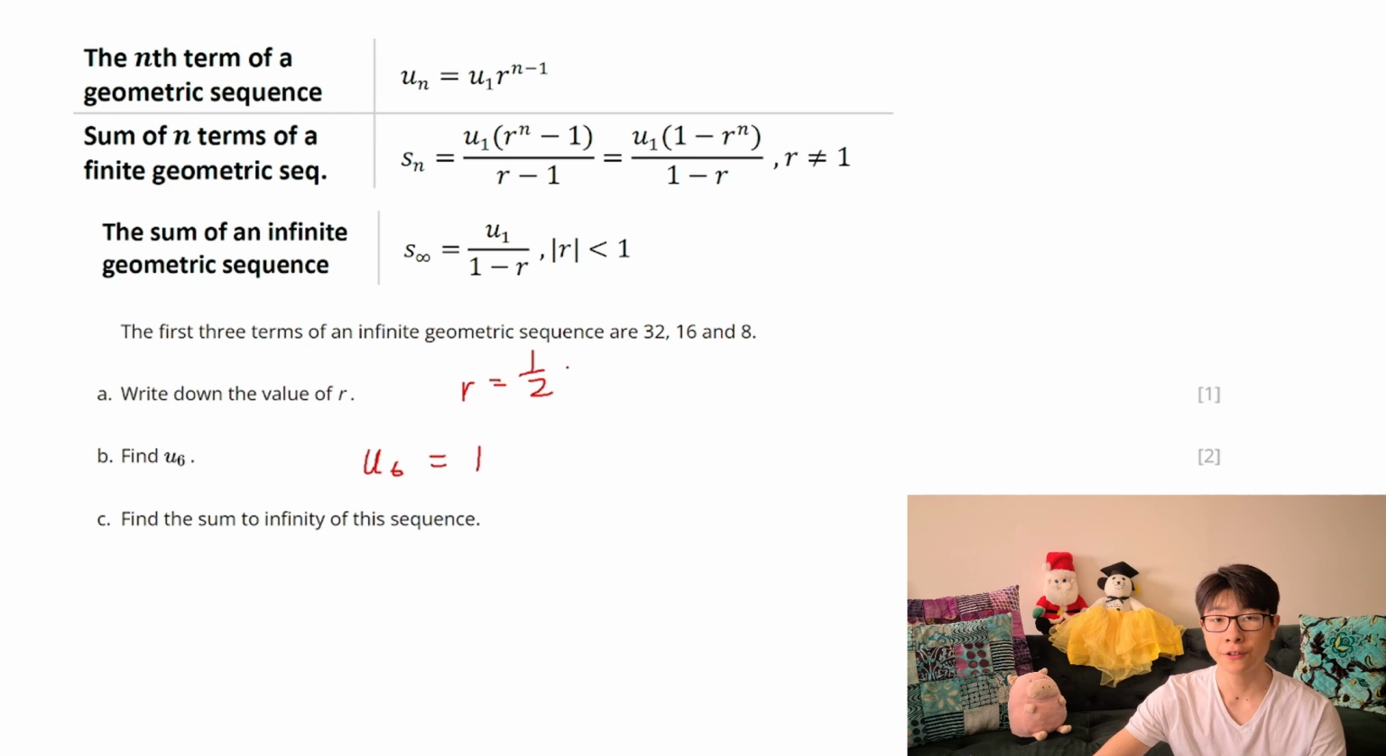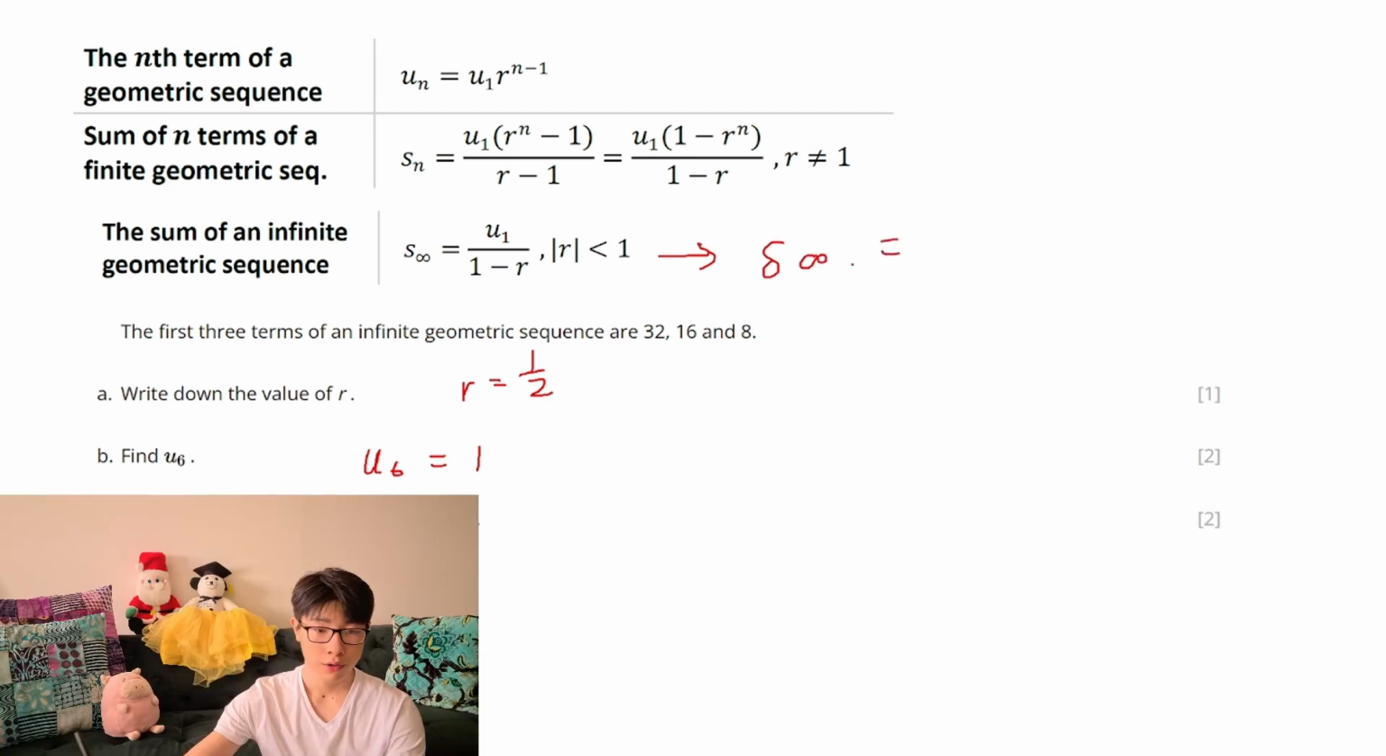Now, the sum to infinity of the sequence. We want to be looking for this. This is the only equation with sum to infinity. And let's look at what data do we have. Well, do we have U1? Yes, we do. Do we have R? Yes, we do. So in this case, we actually already have everything we need. All we need to do is just substitute it in. So sum to infinity will be equal to U1 being 32, 1 minus a half being 32 on a half.